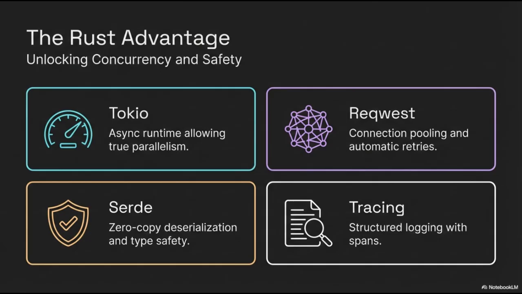By leveraging zero-copy techniques and Rust's strict type safety, Serde allows us to process data structures at peak efficiency while virtually eliminating common data-related runtime errors. Finally, we maintain deep visibility into our systems using tracing. Rather than relying on simple text logs, tracing provides structured logging with spans. This allows us to track the lifecycle of specific requests and events across the entire stack, providing the context necessary for sophisticated debugging and performance optimization.